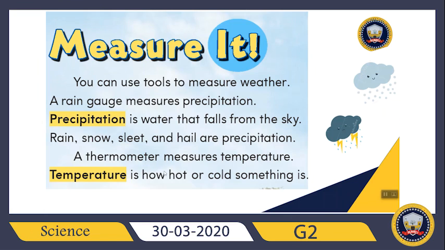And we have something else to measure the temperature, the thermometer. You know the thermometer? We can measure the temperature with the thermometer. Temperature is how hot or cold something is. If I want to know if something is hot or cold, I can use a thermometer. Now let's see the next one.